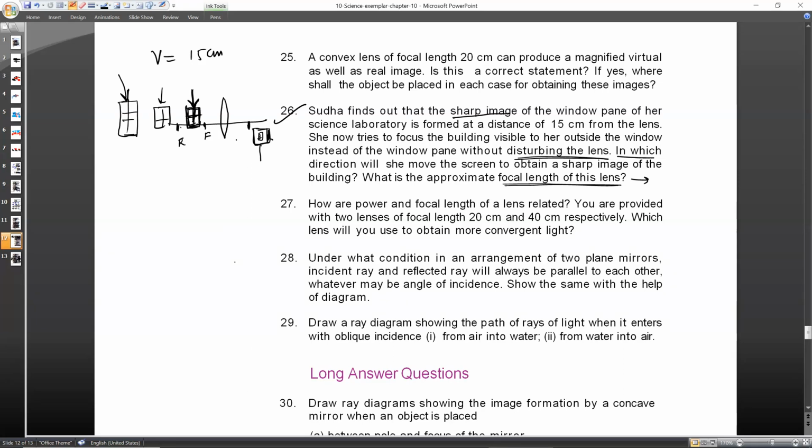Yes, it is a correct statement. A convex lens of focal length 20 centimeter can produce a magnified as well as real image. Is it a correct statement? Yes. If yes, where shall the object be placed in this case of images? For real image, the object at 20 or more than 20. For virtual, less than 20, between focus and optic center. For real image, it is exactly at 20 or more than 20, and for virtual, it should be less than 20 centimeter.